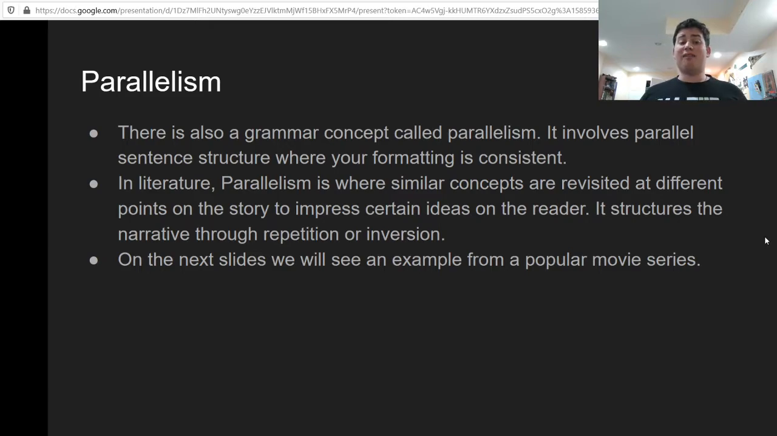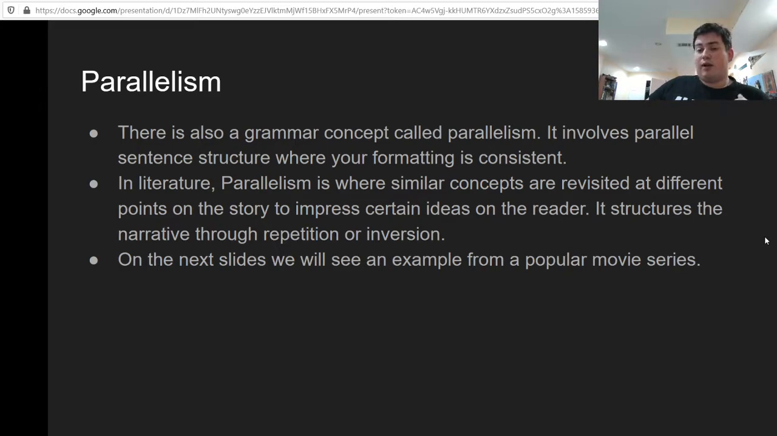In literature, parallelism is where similar concepts are revisited at different points in the story to impress certain ideas on the reader. It structures the narrative through repetition or inversion. So with To Kill a Mockingbird, I talked about how Bob Ewell and Tom Robinson are parallel inverses. And those of you who know math, you're thinking, okay, parallel. On different planes, never going to touch, but otherwise identical. Inverse, the opposite direction. Boom. Your math knowledge should be kicking in here.